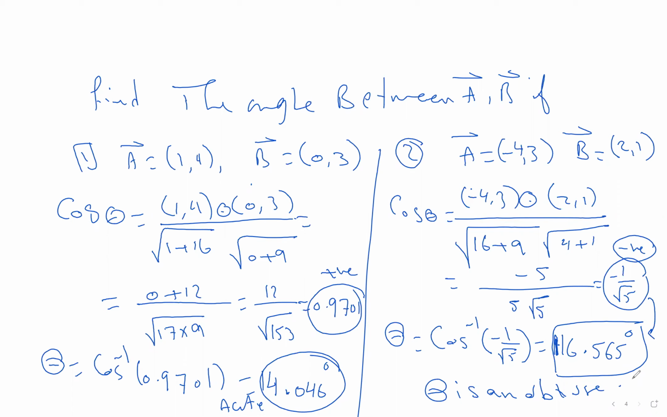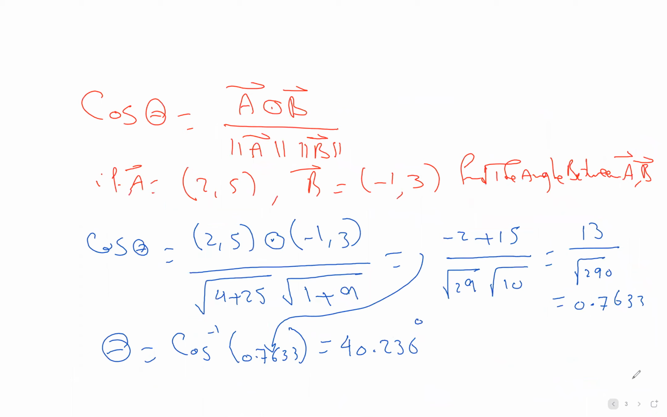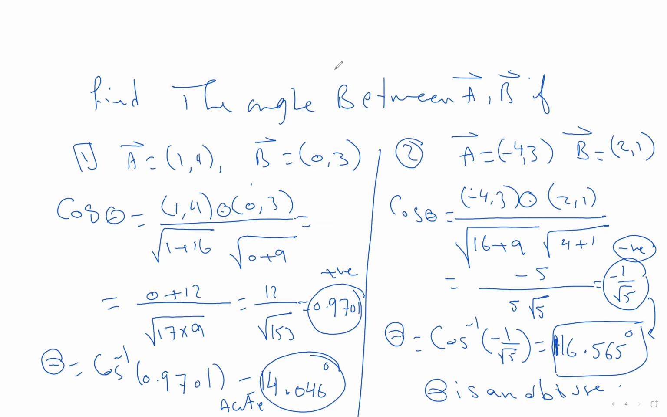So let's say again, to find the angle between the two vectors use this rule: cosine theta equals A dot B over norm A norm B. If cosine theta comes out positive, then theta must be acute, and if cosine theta is negative, then theta is obtuse.